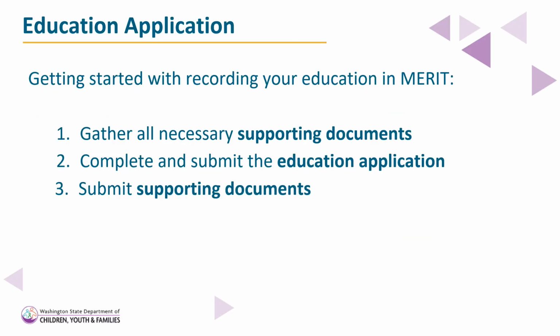Depending on your role, you may need to record your completed education in MERIT to meet a staff qualification requirement for the current role you are working in. Step 1 is gather all necessary documents. It would be helpful if you have them on hand in electronic form so they can be easily uploaded with your application. Step 2, fill out the application and submit it. Step 3, submit your supporting documents for verification.